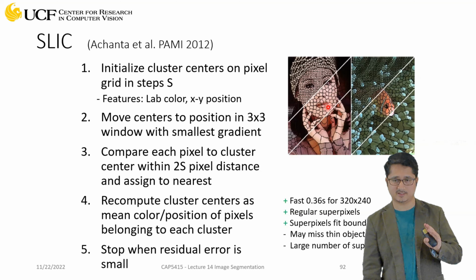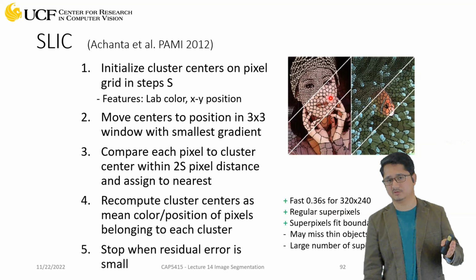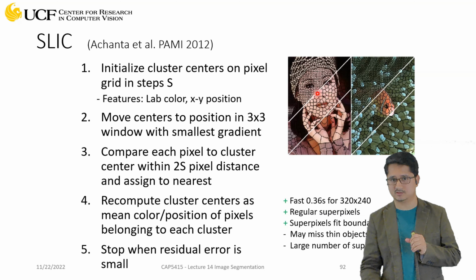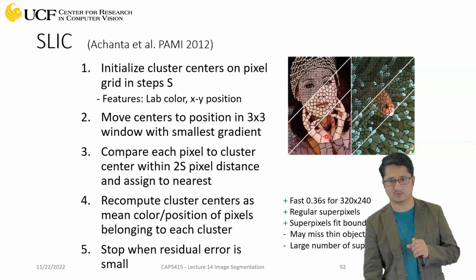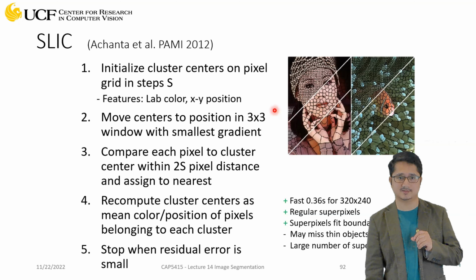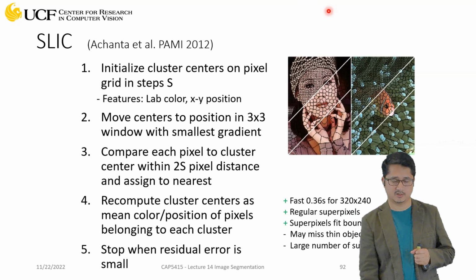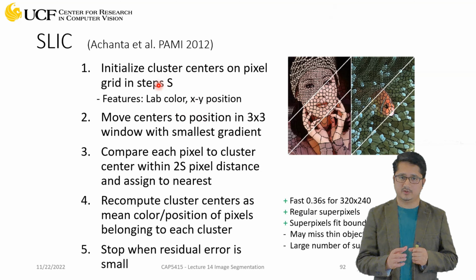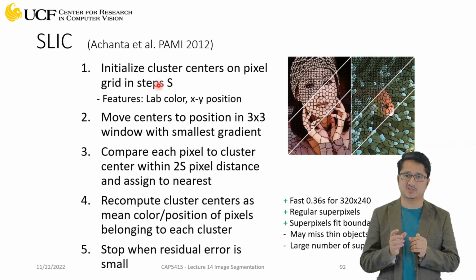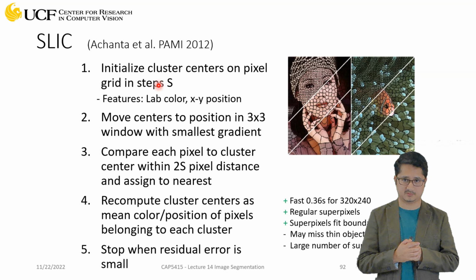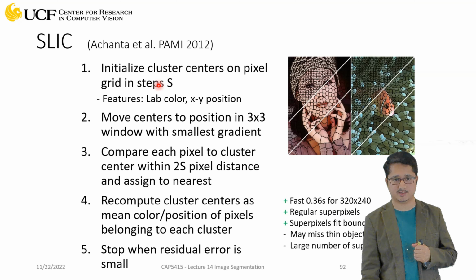Okay, so the input is an image, the algorithm is k-means, and this is going to be your output. Now let's see step by step how this kind of output can be generated. What we do is we first of all initialize the cluster centers. That's the first step for a k-means algorithm.